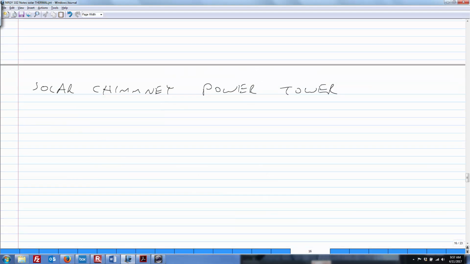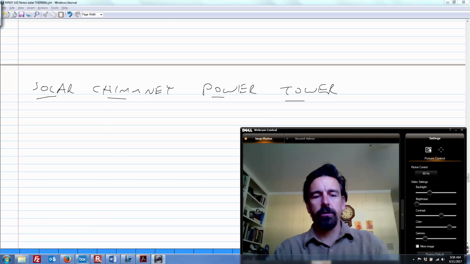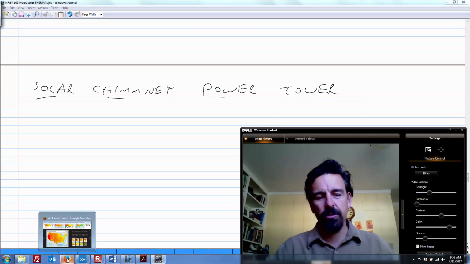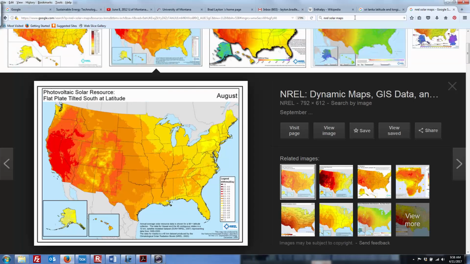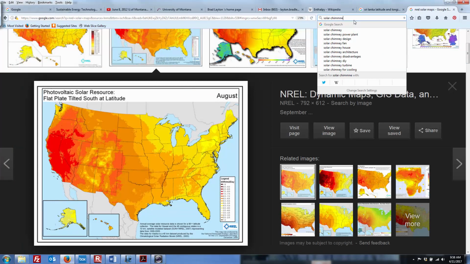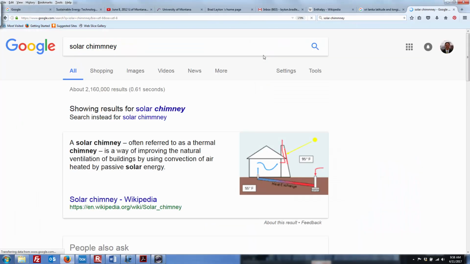All right, moving right along. Okay, there's these things called the solar chimney. There's the power tower. Let's just take a look at those. There's two kind of separate things. I love these images.